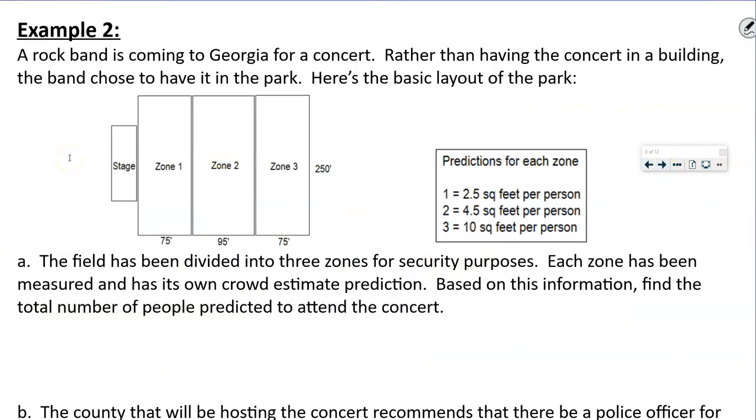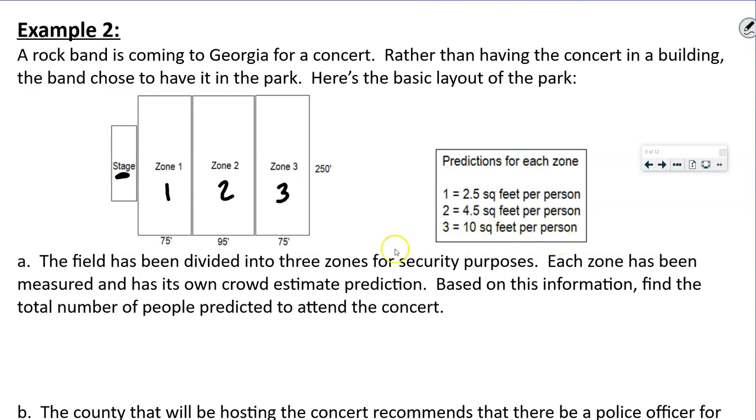Okay, so example 2 says a rock band is coming to Georgia for a concert. Rather than having the concert in a building, the band chose to have it in a park. Here's the basic layout of the park. So notice we have the stage up here, and then we have zone 1, zone 2, zone 3. Now, each of these zones has a depth, but it also has a width, okay? In part A down here, it also gives predictions for each zone. In zone 1, it's 2.5 square feet per person. Zone 2, it's 4.5 square feet per person. In zone 3, it's 10 square feet per person, okay?